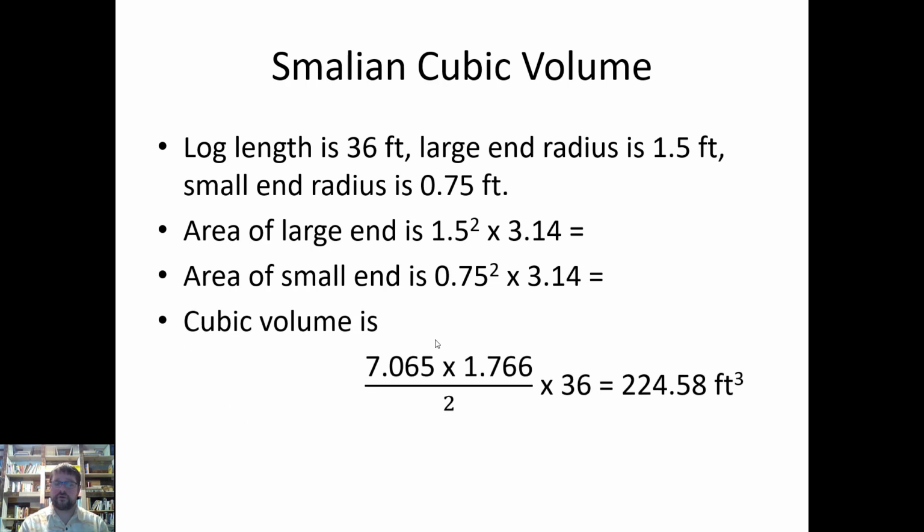Okay, and then you can calculate the cubic volume by taking big A times small a divided by 2, times it by the length. And now we're saying that a log with these measurements is going to have about 224.5 feet cubed volume. Okay, now that's important. That's important for a lot of things.